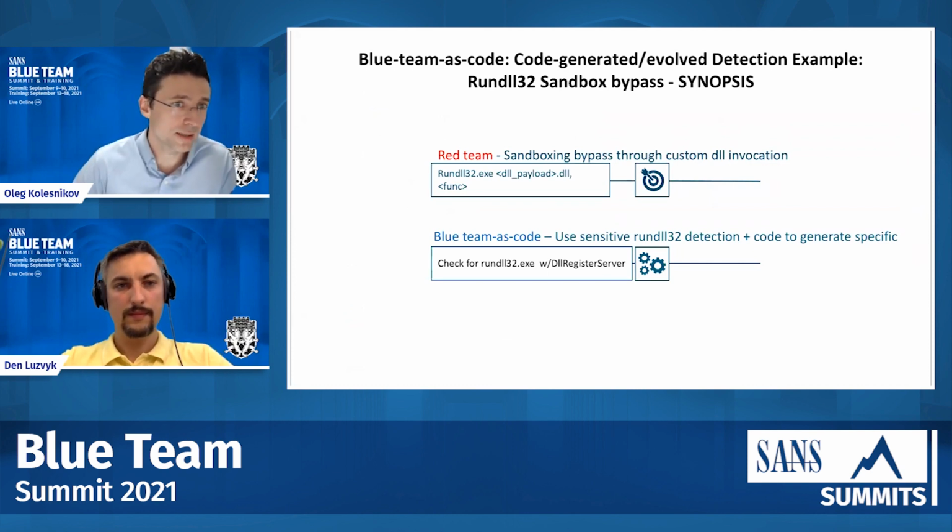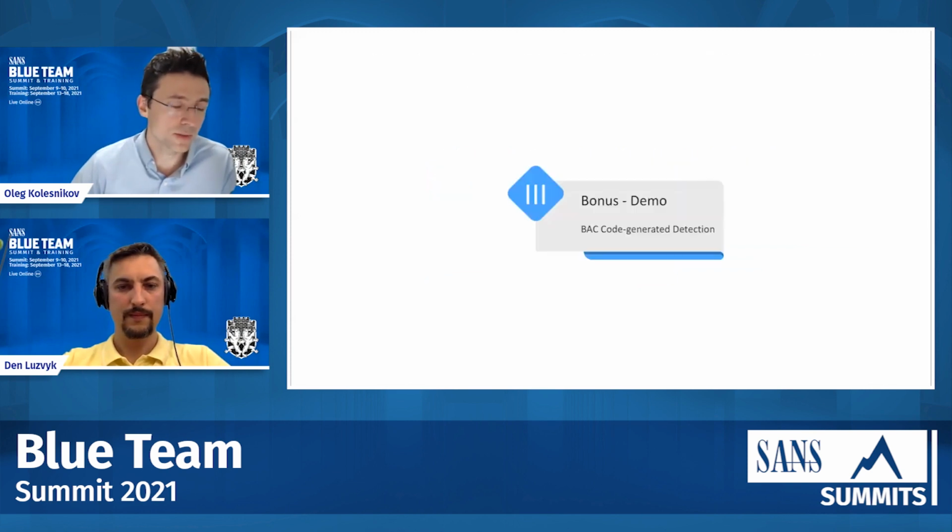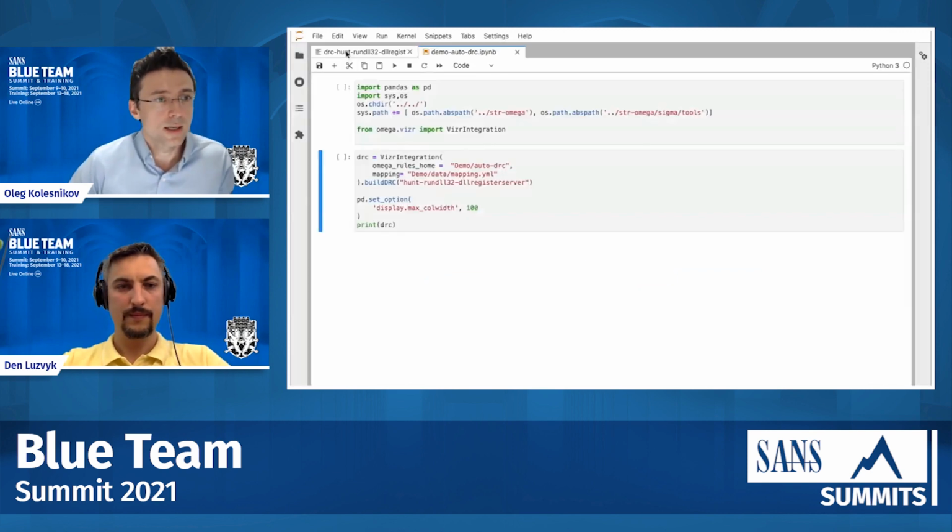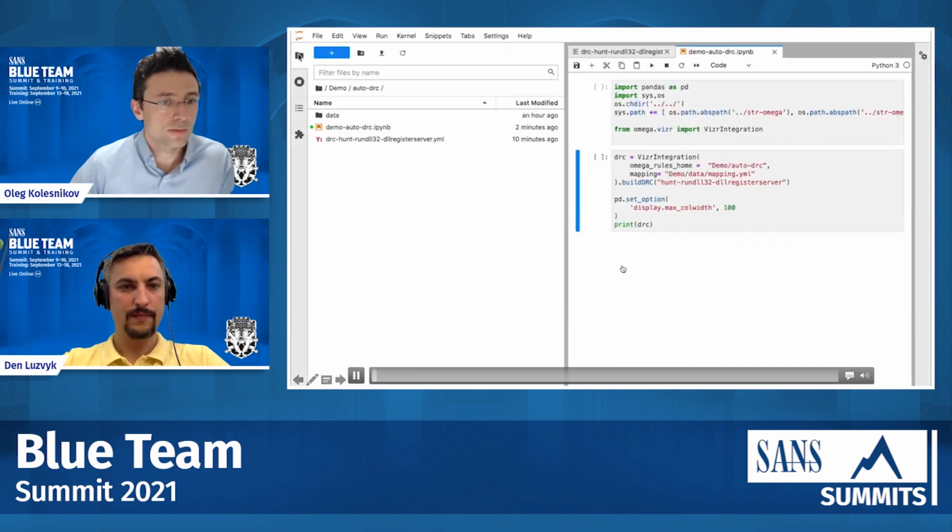the code generated or evolved detection. This one involves a rundll32 sandbox bypass, where they run rundll32 against their DLL payload against a custom function there, which can produce some noise for the blue teams. So here's how it works. So let me just fire the demo.